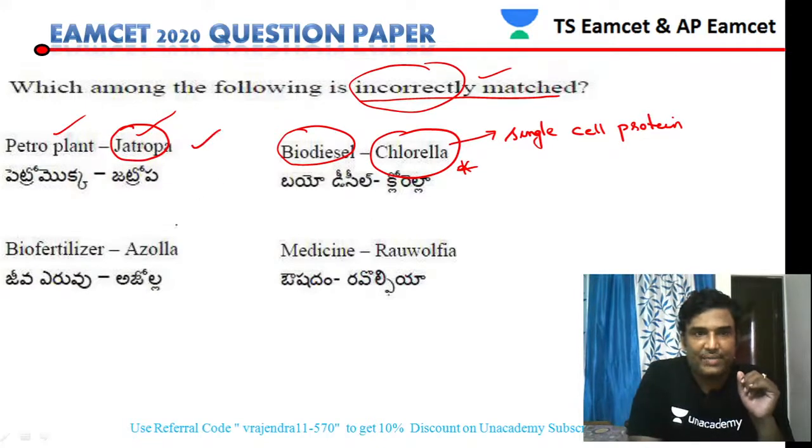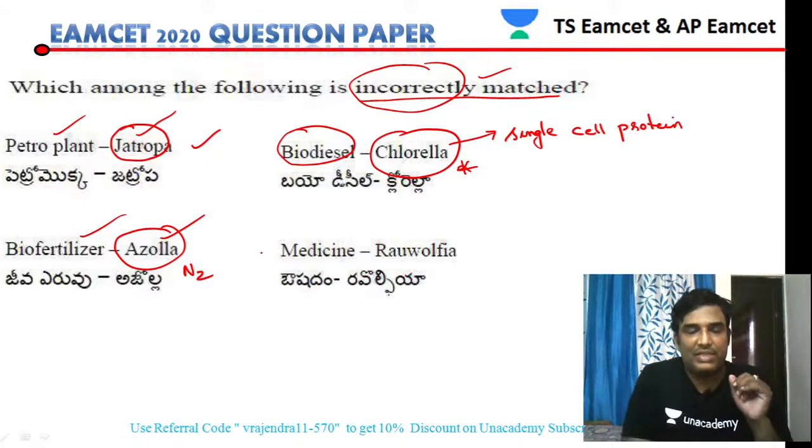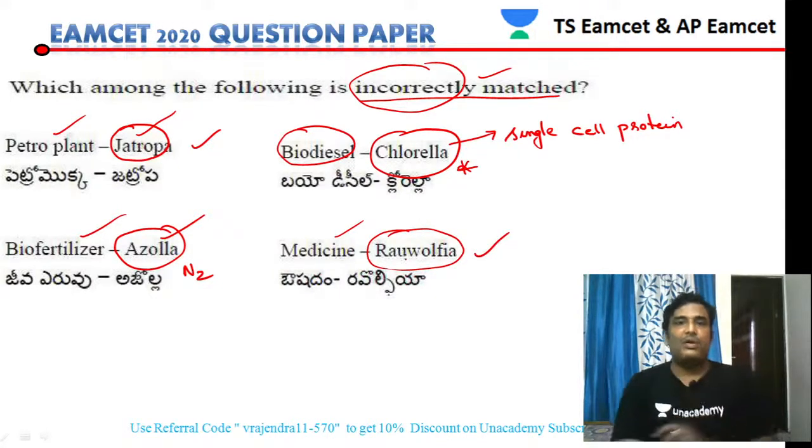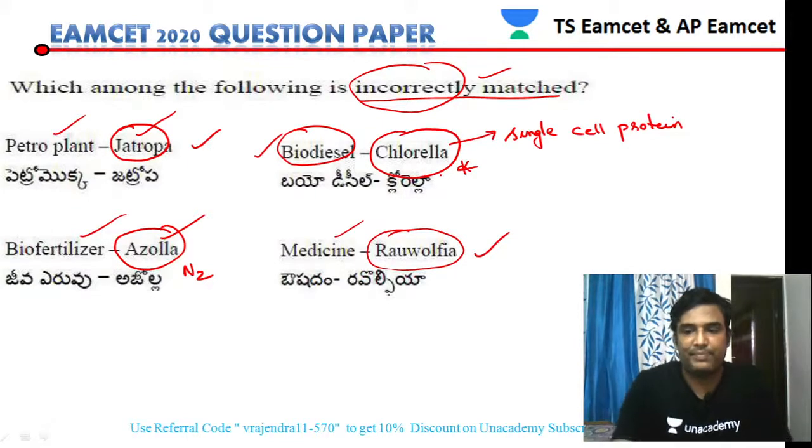Now the others are correct matches. Azolla is a biofertilizer, no doubt, a nitrogen fixer. Rauvolfia is also a medicinal plant. This statement is also correctly matched. So only one option is not correctly matched, that is option 2, biodiesel, Chlorella. Let's move to the next one.